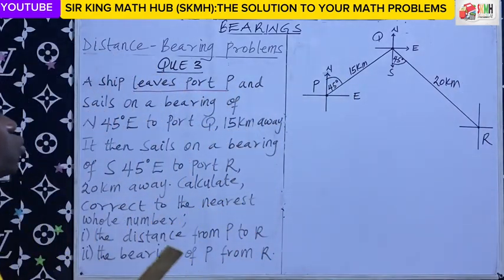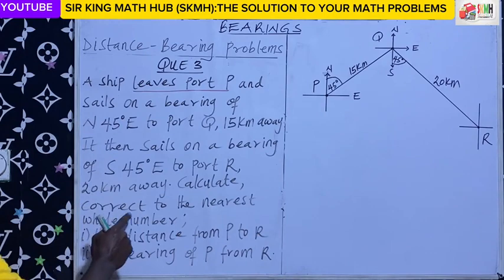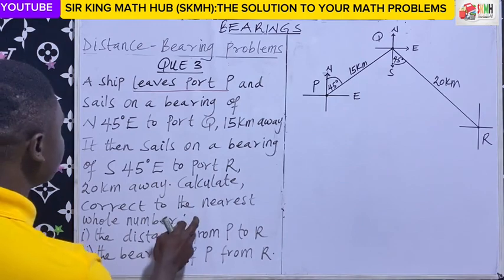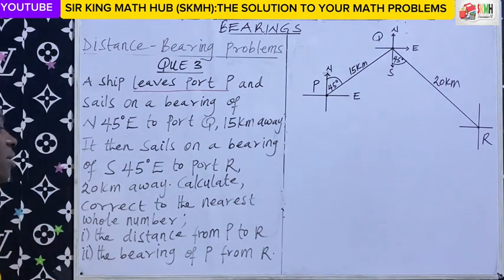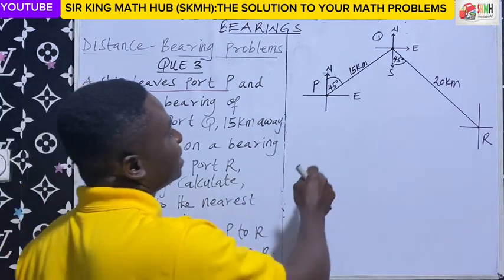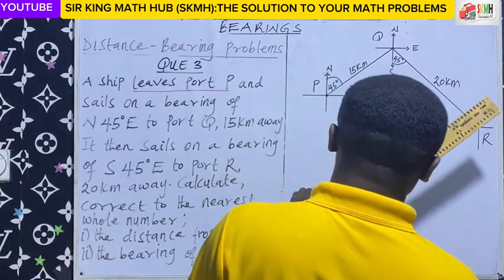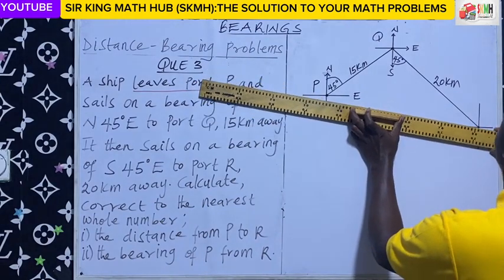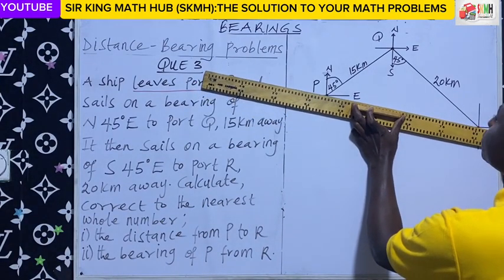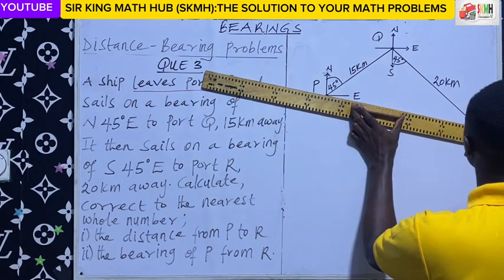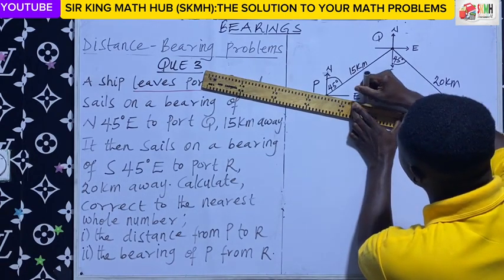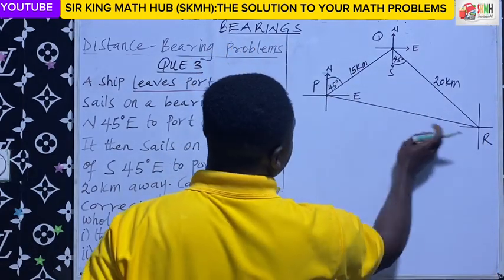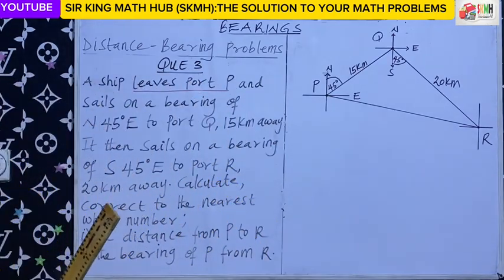So now what are we supposed to do? We have to calculate, correct to the nearest whole number, meaning that our final answer must be corrected to the nearest whole number, the distance from P to R. So how do we get a distance? We have to join the 2 points. So we are looking at this distance from P to R.